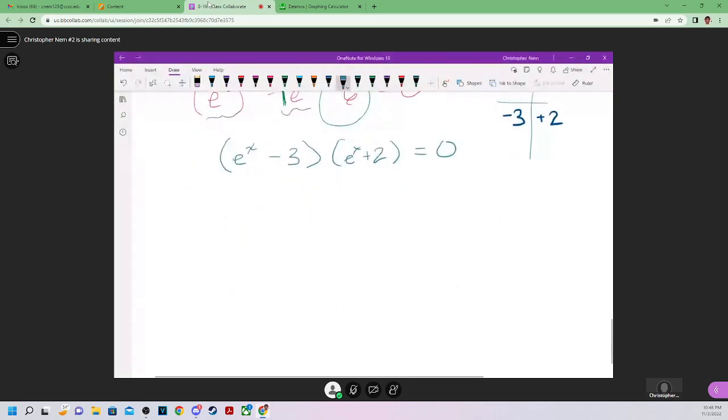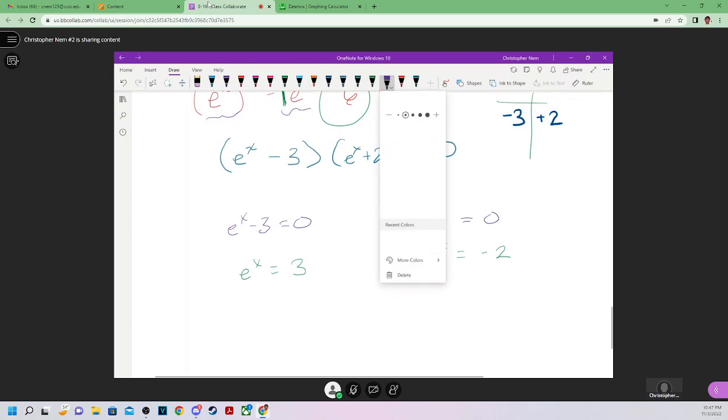Now, these are equal to 0, which means the way we can solve for x is to set e to the x minus 3 equals 0 and e to the x plus 2 equals 0. The first one says e to the x equals positive 3, and e to the x equals negative 2 in that case. Well, that should give us insight on how to solve this. Already you see some issues. So, now that I have this, let's apply our log rules real quick. I'm going to apply natural log to both sides.